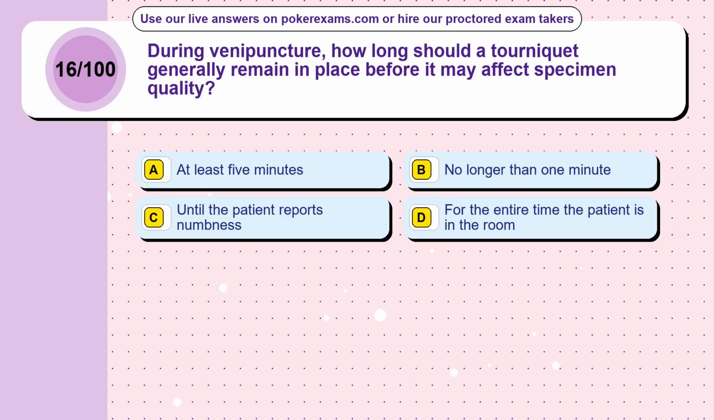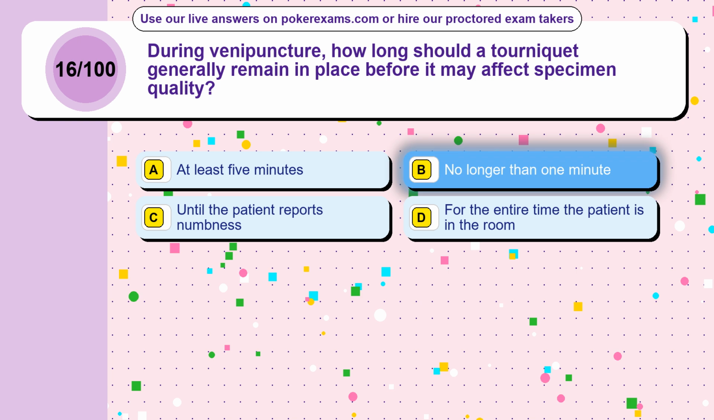Question 16. During venipuncture, how long should a tourniquet generally remain in place before it may affect specimen quality? Option A, at least 5 minutes. Option B, no longer than 1 minute. Option C, until the patient reports numbness. Option D, for the entire time the patient is in the room. The correct answer is option B, no longer than 1 minute.